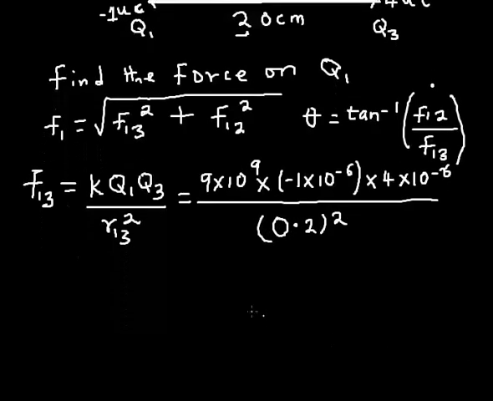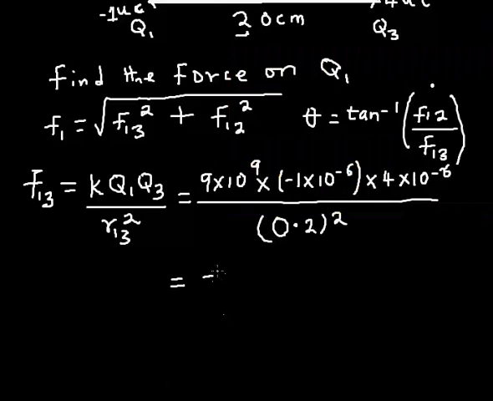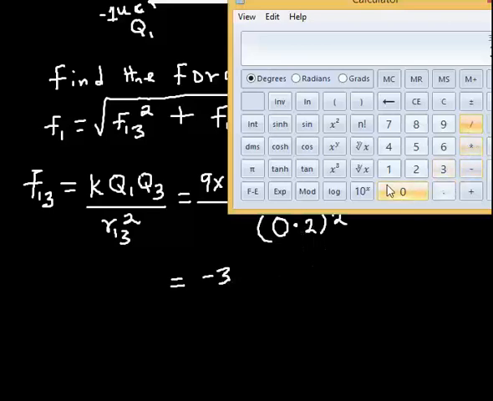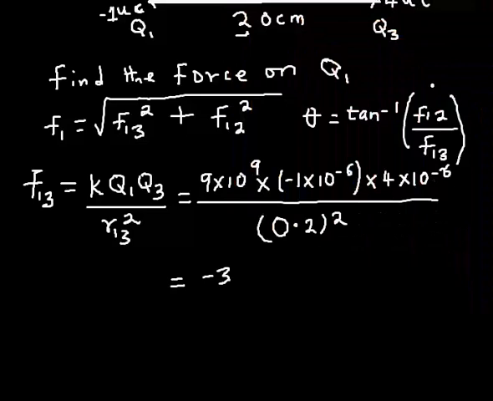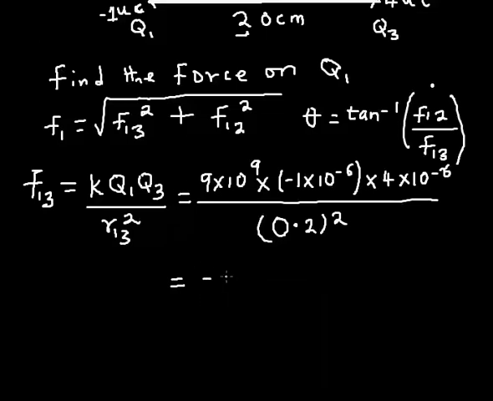Okay, so let's flow. What we have here is 9 times minus 1, minus 9 times 4. That's 36, so I'm having minus 36, divided by 0.04. Okay, I made a mistake, that's 0.04. That's 900. I'm having minus 900.